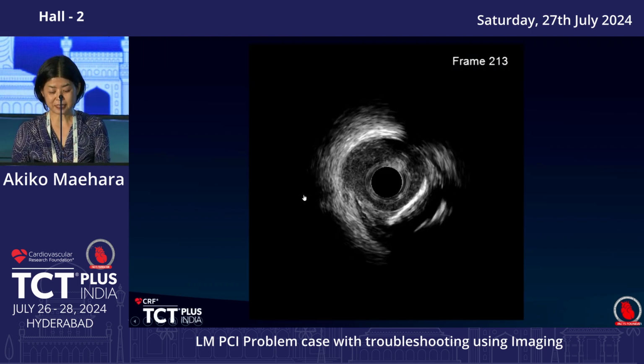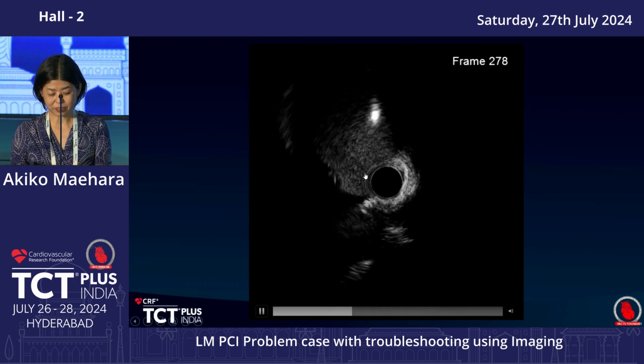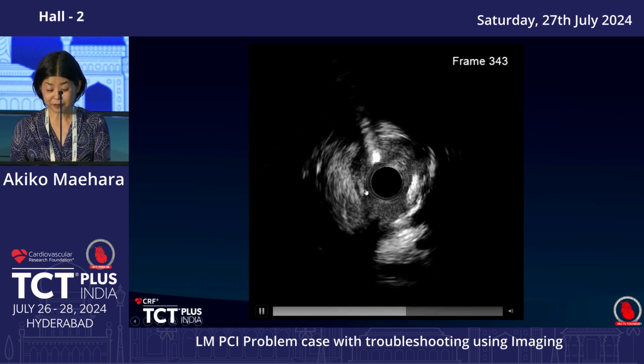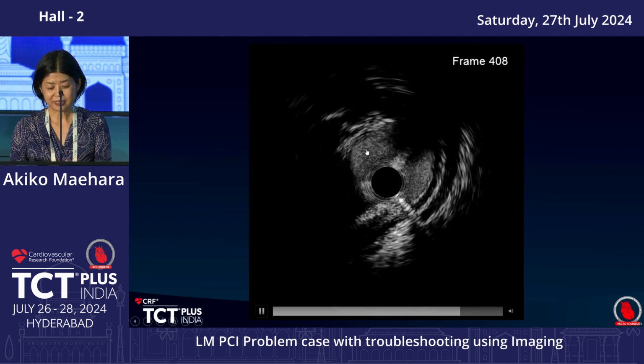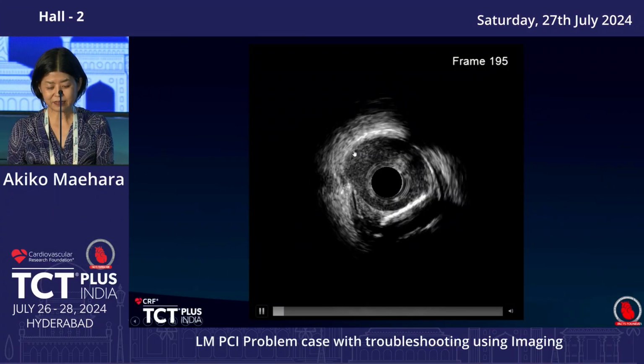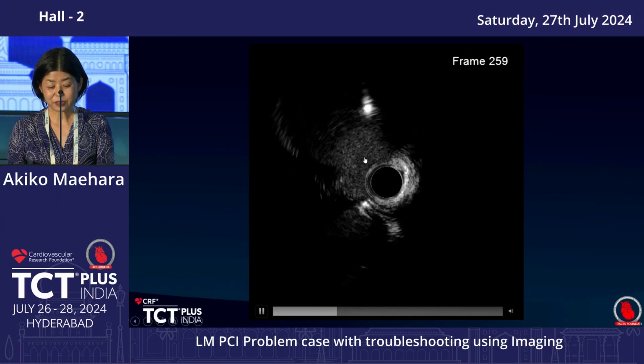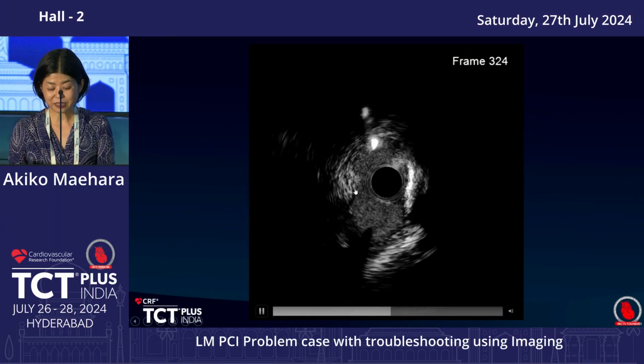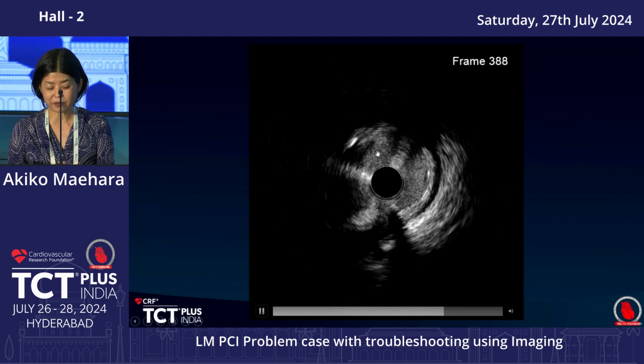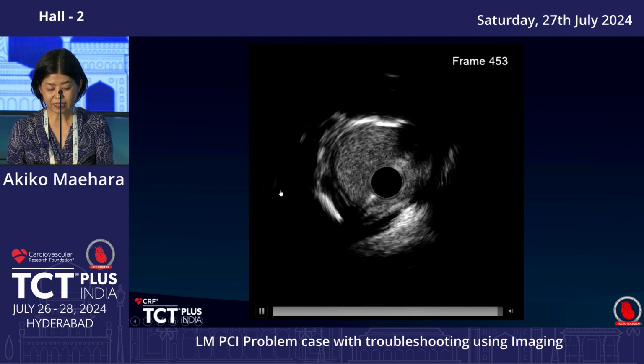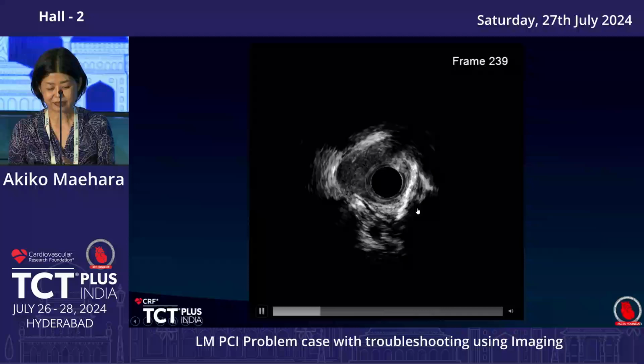So we did the IVUS. This is from the LAD and trifurcation. This is the left main, looks very stenotic, a lot of plaque, and one more time, trifurcation. Distal left main, very stenotic. You see something on the top of the plaque, and here I see a dark area.